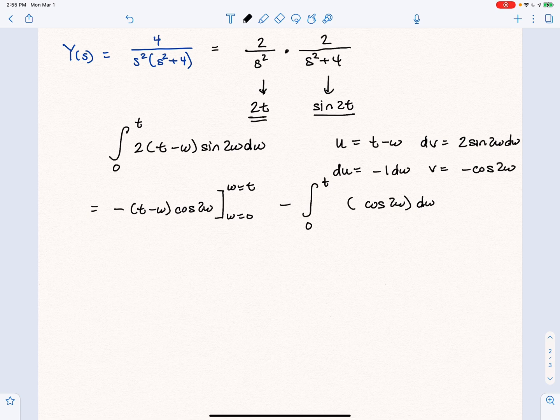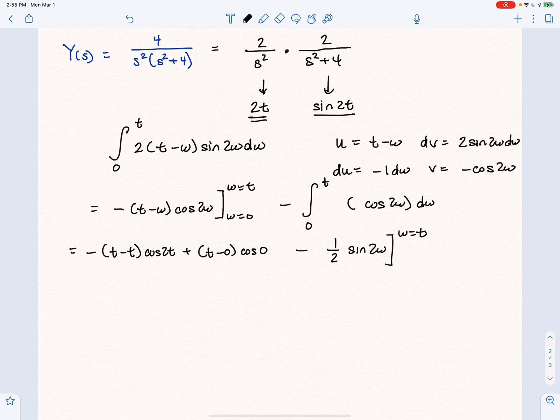So now evaluating at the endpoints here, we have negative (t minus t) cosine 2t, minus negative is plus (t minus 0) cosine of 0. And then over here, the antiderivative is, well, now I can't avoid the 1/2, so 1/2 sine of 2w evaluated at t and 0. So let's see here, t minus t is 0, so this whole term just goes away.